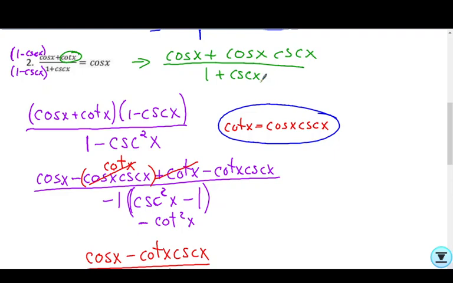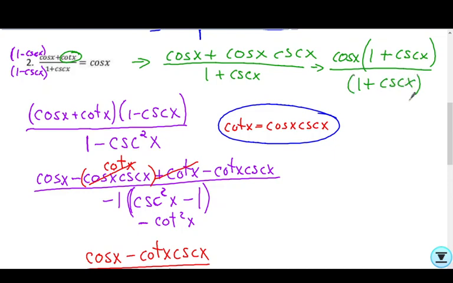And now notice that the top, both terms have a cosine in them. So factor out your common factor. When you factor out a cosine from the top, you get 1 plus cosecant on top, and you get 1 plus cosecant on the bottom, which means this will divide out with this and leave you with cosine x. So sometimes going straight to factoring, because I know you guys don't enjoy factoring, instead of trying to get the conjugate will cut your time in about half.